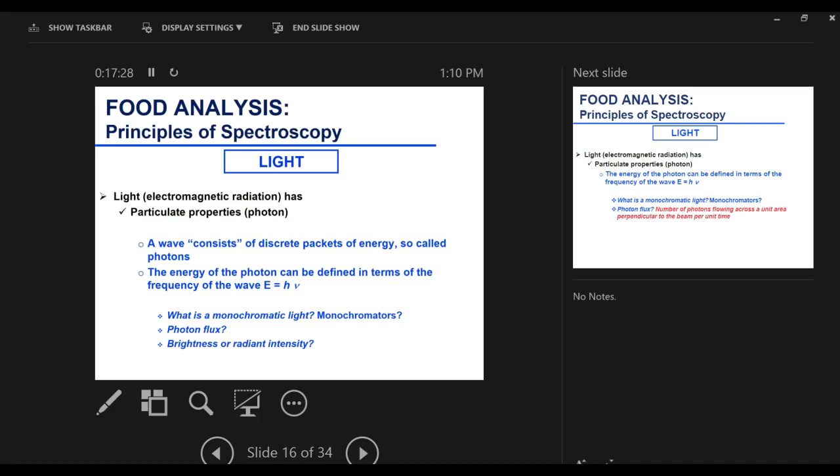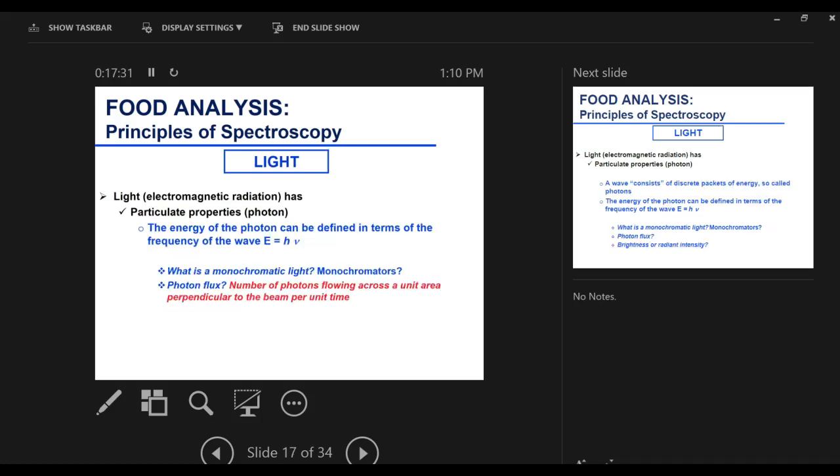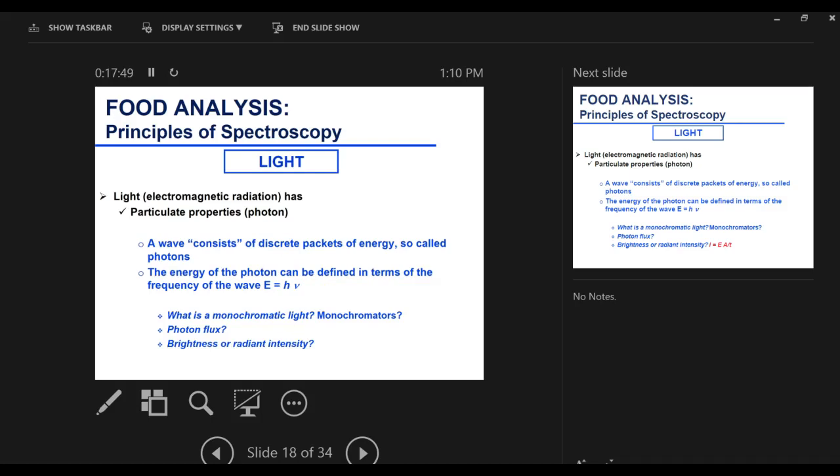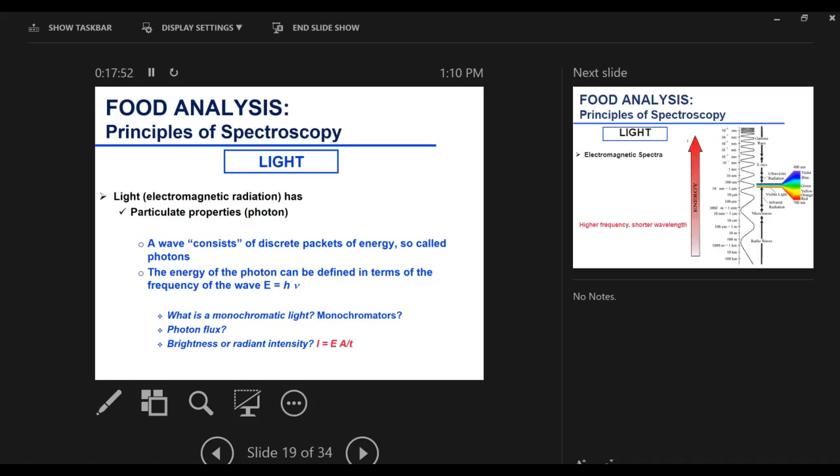Photon flux is another term that you would hear, and it's basically the number of photons flowing across a unit area, perpendicular to the beam per unit time. Just remember what it is, but it will come later when we talk about intensity. Well, I'm going to talk about intensity, brightness and radiant intensity, which is proportional to the energy or joules that hit a unit area per second, so per unit time.